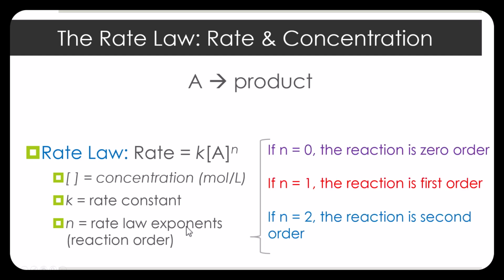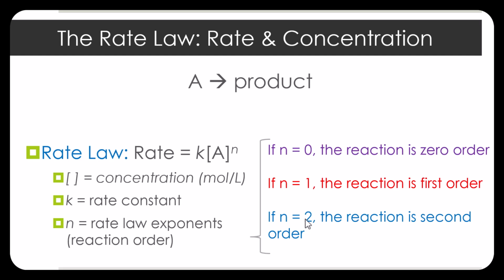When we're looking at individual reactants, so not the reaction as a whole, like the overall reaction rate, when we're looking at individual reaction rates for individual reactants, we will deal with 0, 1, or 2. That's it. 3 does exist. It's just super rare. So for our class, we'll deal with just 0, 1, and 2.